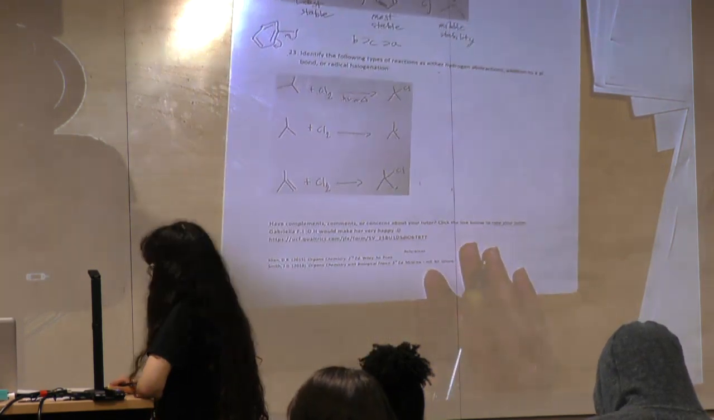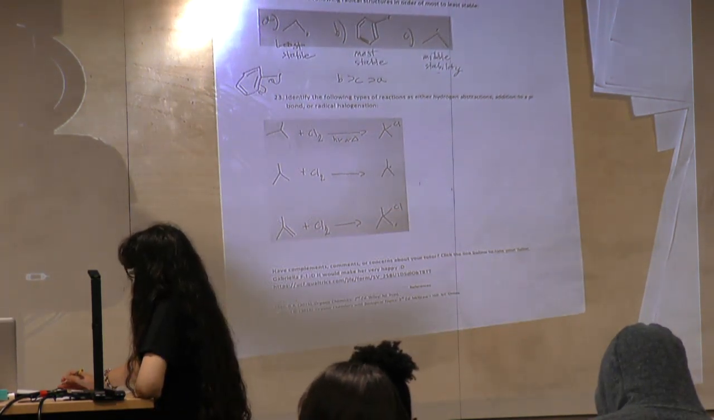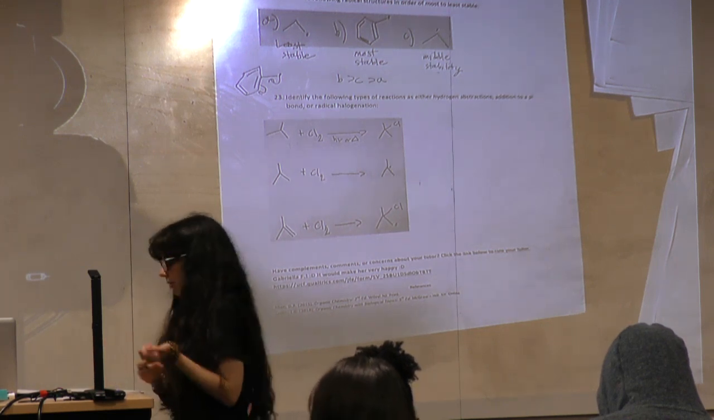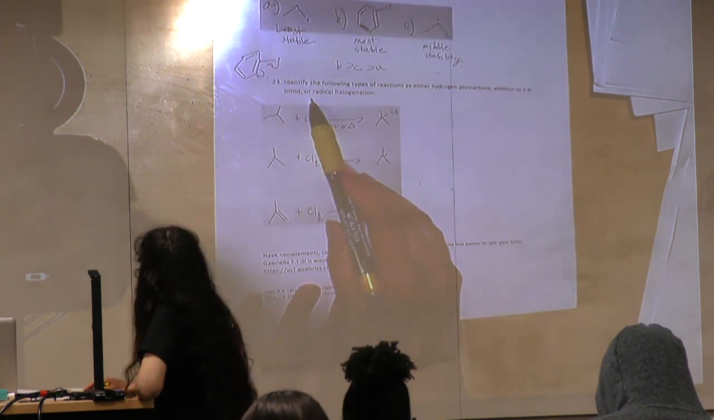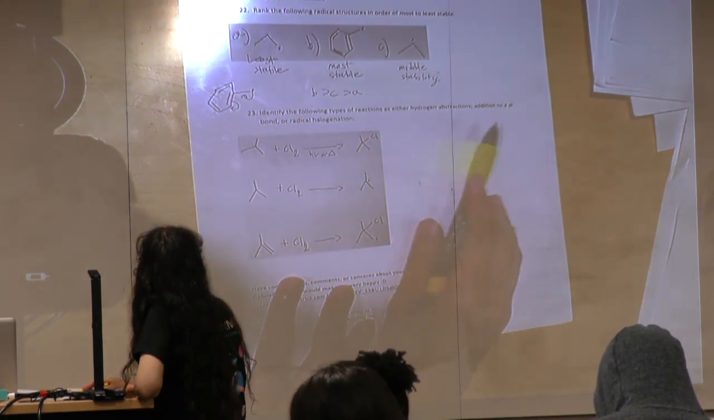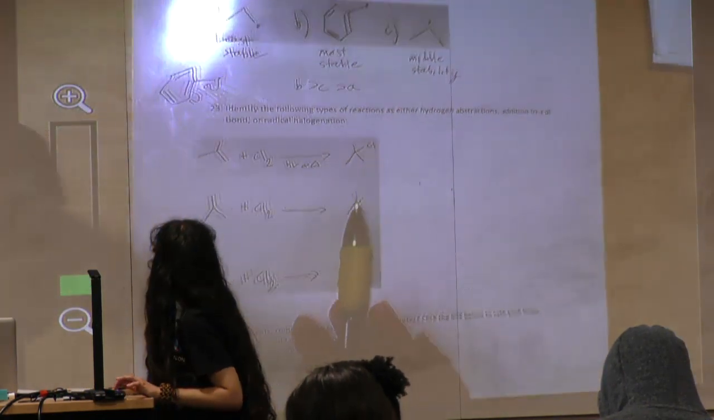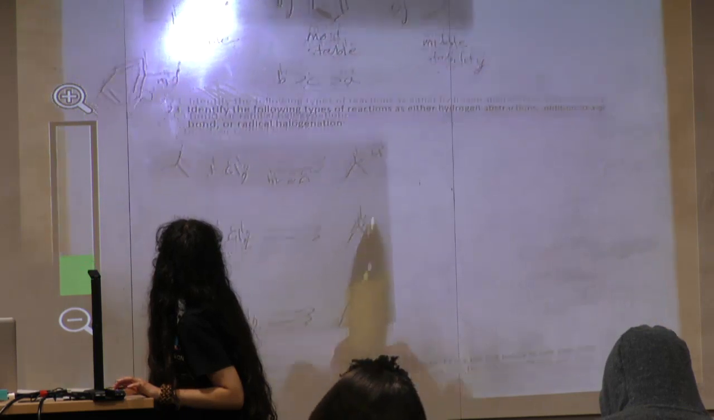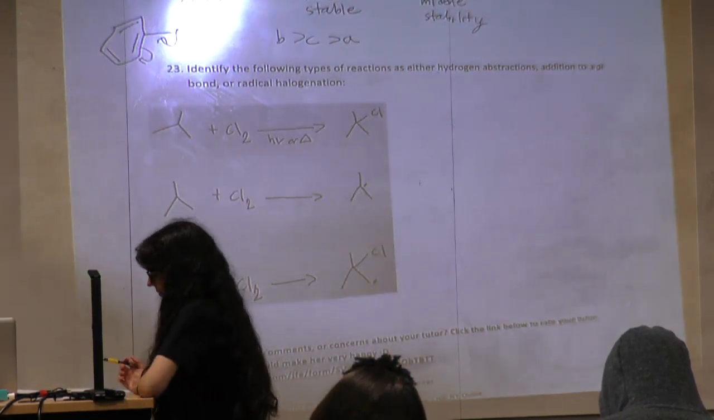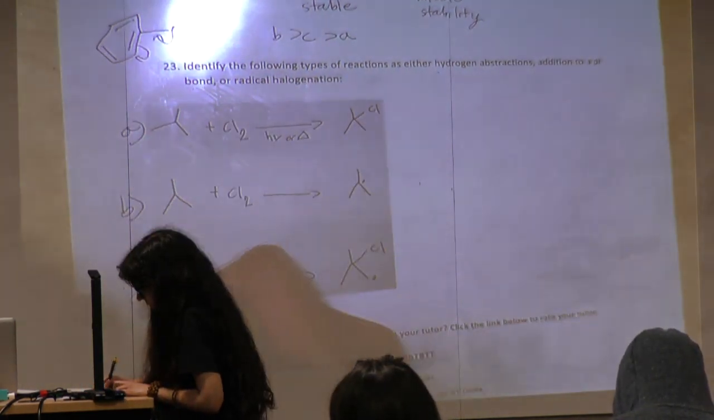This is the last question on the worksheet. We might have time to go back and do more synthesis, or we'll just do Q&A. Identify the following types of reactions as either hydrogen abstraction, addition to pi bond, or radical halogenation. Let me make this a little closer. What's A? Well, nothing is labeled as A, is it? A, B, C.